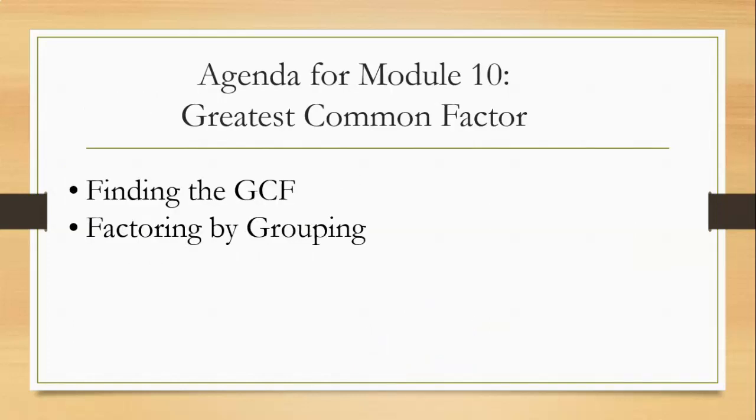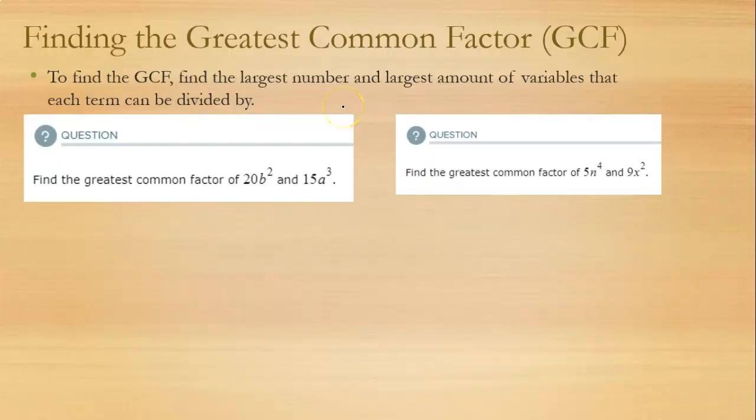The agenda for Module 10 is on finding the greatest common factor of polynomials. So we're going to start by finding the greatest common factor, and then we're going to dive just a little bit into factoring by grouping today. We want to start by being able to find the greatest common factor, which you're going to see me abbreviate from now on as the GCF. But right now, I want you to find a new topic in your notebook and write down finding the greatest common factor, and in parentheses put GCF.